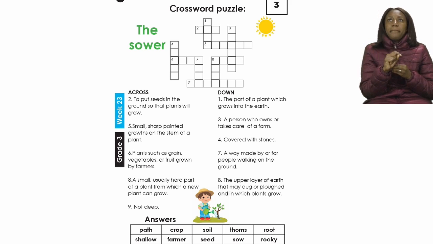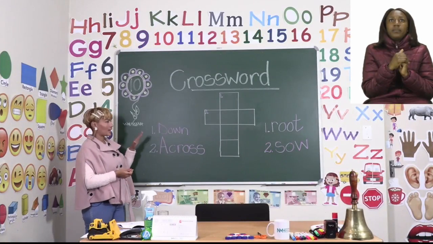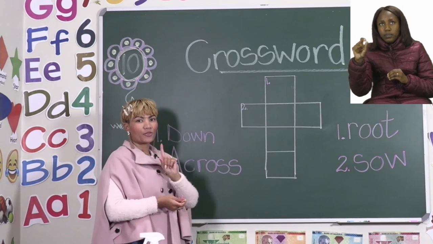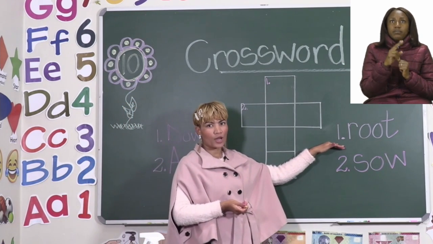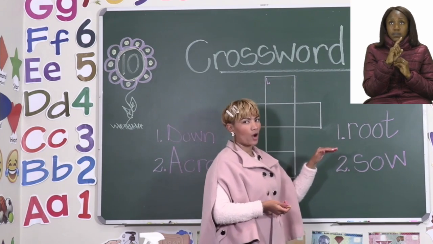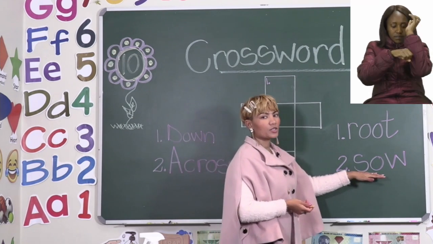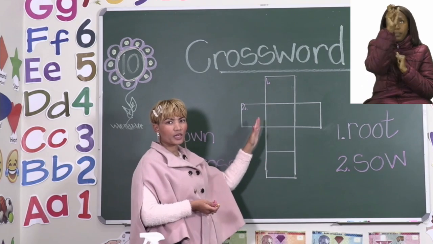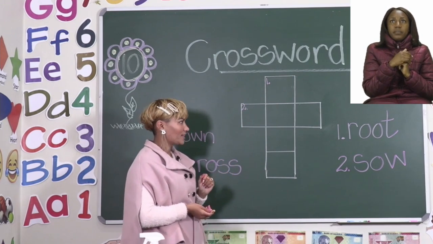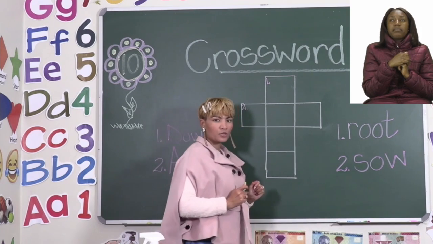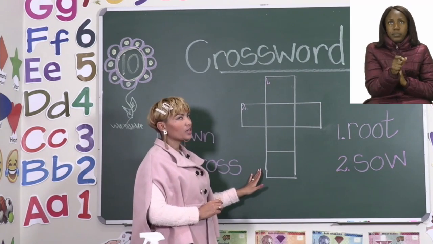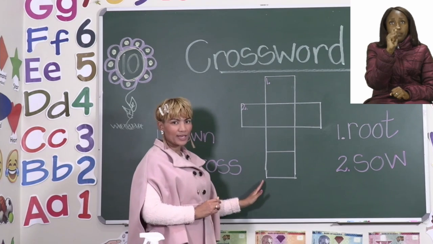Now I went ahead and wrote it down on the board. So we have to remember that number 1 goes down and number 2 across. And we said that our answer for number 1 is root and our answer for number 2 is sow. So now we have to take these answers and put them in the crossword. Okay, now let's see. If our answer for number 1 is root and our crossword for number 1 looks like this, will the word root fit in this space?